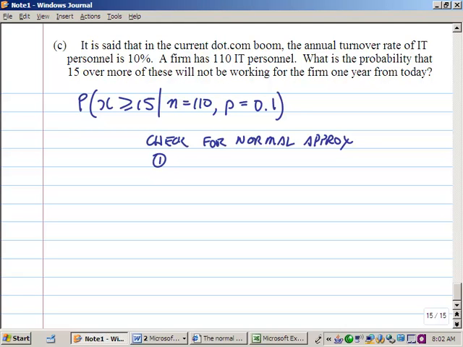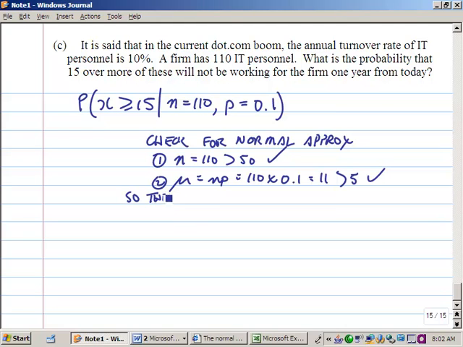Sometimes you'll have problems that could be done either way with the normal or the Poisson. Okay, in that case, since it can be done either way, you have a choice. So anyway, the n is 110, greater than 50, so that's good. The mean np, 110 times 0.1 is 11, greater than 5, so that's good. Alright, so as I said, the normal approximation is good.